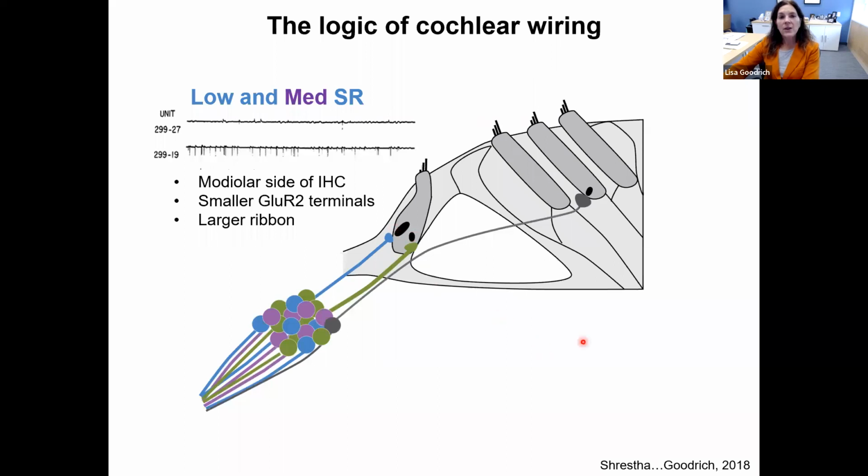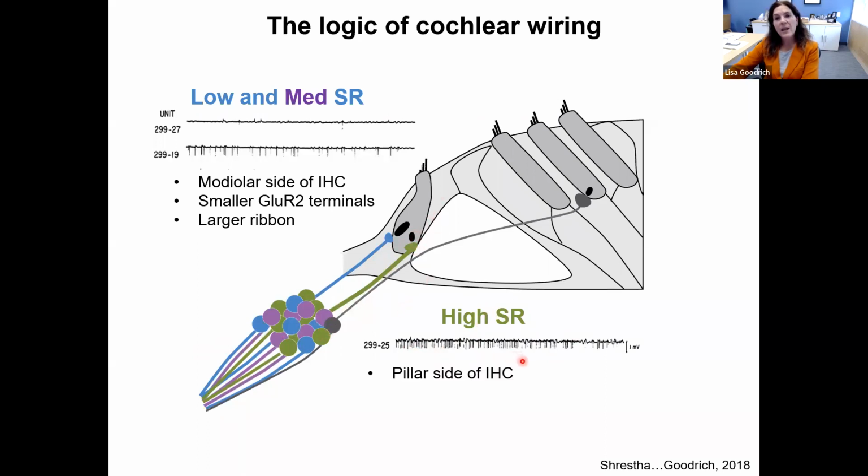Okay. On the other hand, the high spontaneous firing rate neurons project their terminals to the backside of the hair cell. This is the pillar side. And they have larger glutamate receptor puncta that are opposite smaller ribbons.